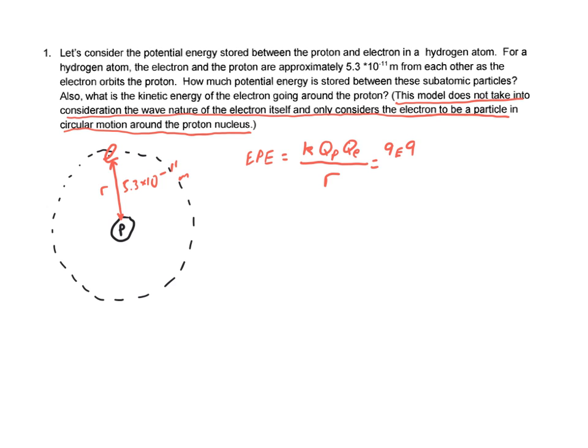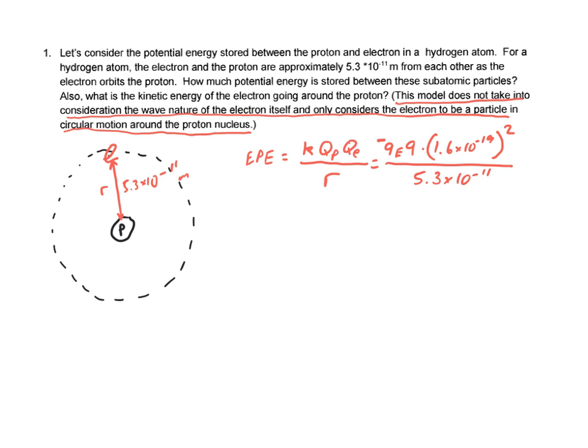Charge of the proton is 1.6 times 10 to the negative 19 coulombs, and that's the exact same charge for the electron, except it's equal and opposite. Squared, and a negative will pop out. Next, for the denominator, it is this 5.3 times 10 to the negative 11 meters.